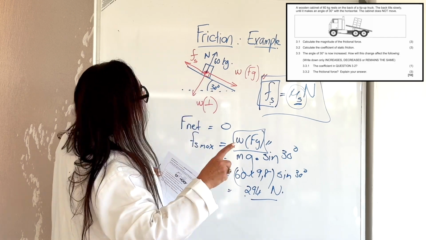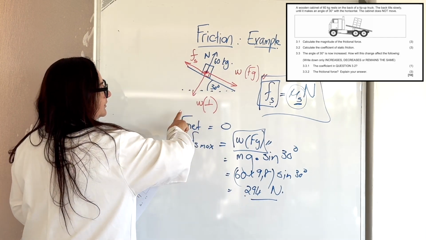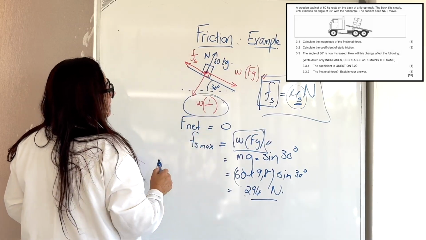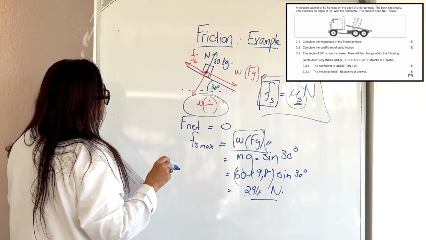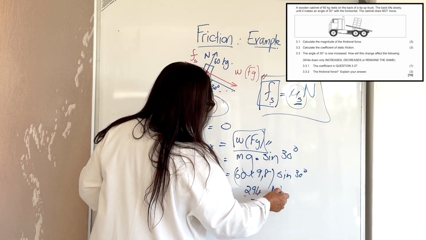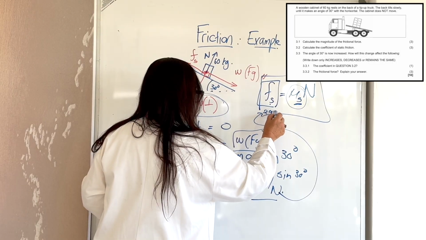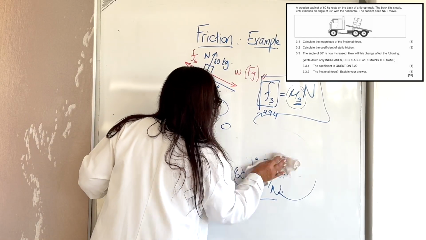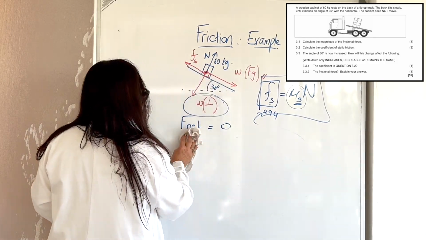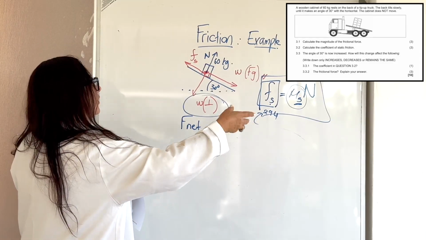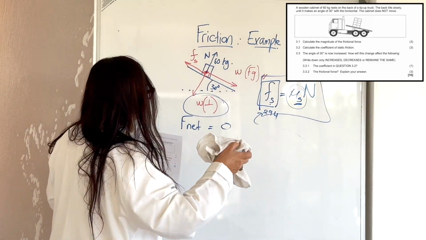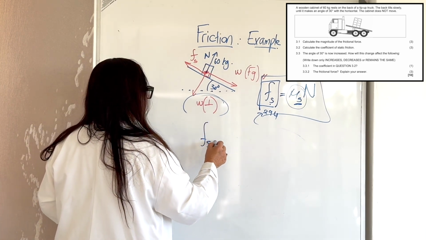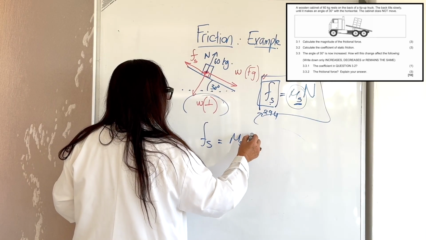So how do I get again to my normal? Can you see that my normal equals my weight perpendicular to the slope? So I'm going to just keep that there, 294. So I can quickly take this out. I can either first work out the normal, or I'm going to immediately substitute. Let's do that. So I've got my Fs equals coefficient times normal.